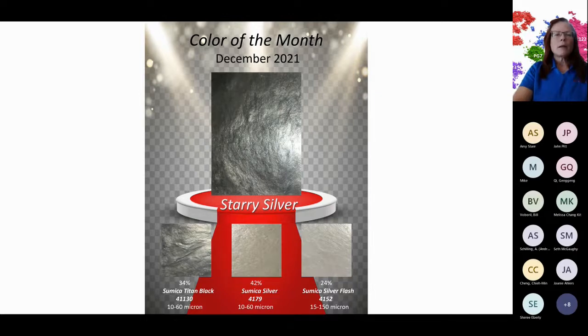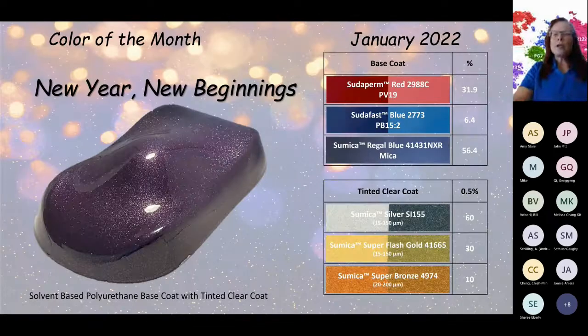And in January, we started off the new year with a bang, literally. Here we moved the micas into the clear coat to give that extra level of pop. And in addition to bringing it into the clear coat, we've also increased the size. So we're using very large silvers, golds, and a bronze to give that extra pop into the coating.